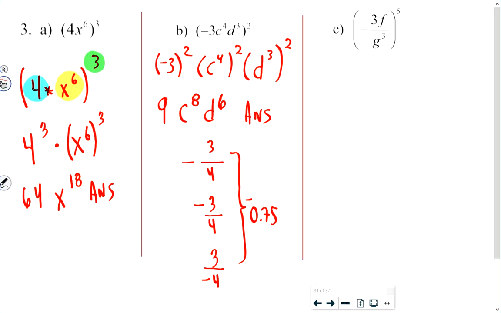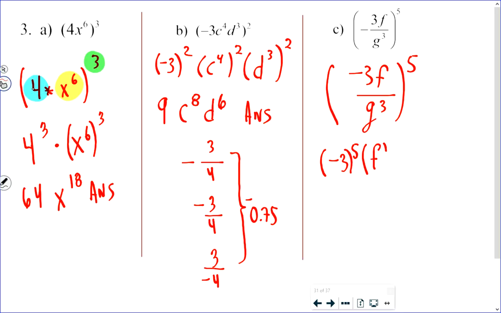So my advice to you would be to rewrite this as negative 3f over g cubed, quantity to the 5. I like putting the negative on the top of a fraction rather than the bottom or out in front. And now this means I can take negative 3 raised to the 5. I can take f, raise it to the 5, and I can take g to the 3, raise it to the 5. This is kind of combining a power of a product and a power of a quotient. Basically, that 5 as an exponent is applied to everything.